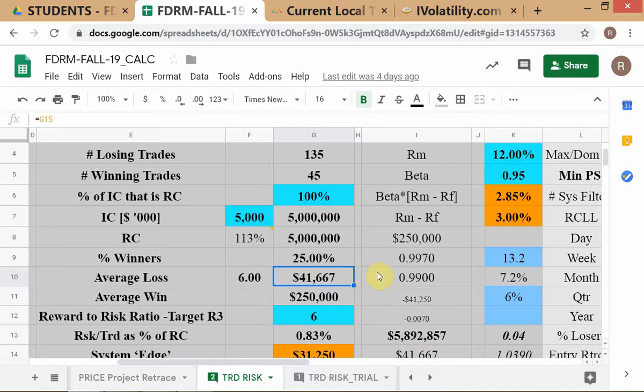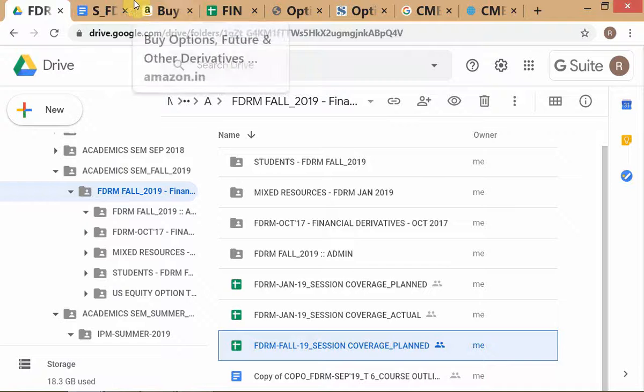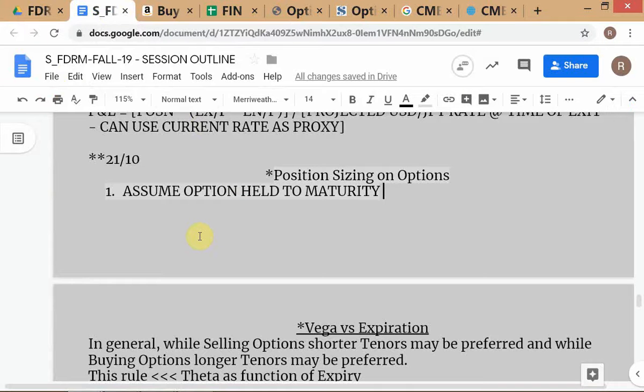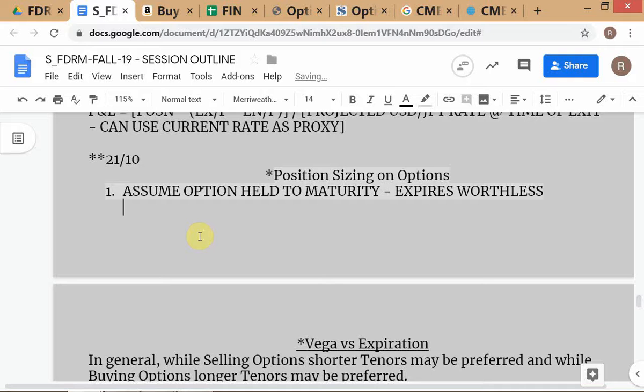In this case, when we buy options, so when you're talking about position sizing for options, we are going to basically assume the option is held to maturity, and we are going to assume that it expires worthless. So in this case we will buy, okay, max amount to spend on premium equal to max loss per trade.